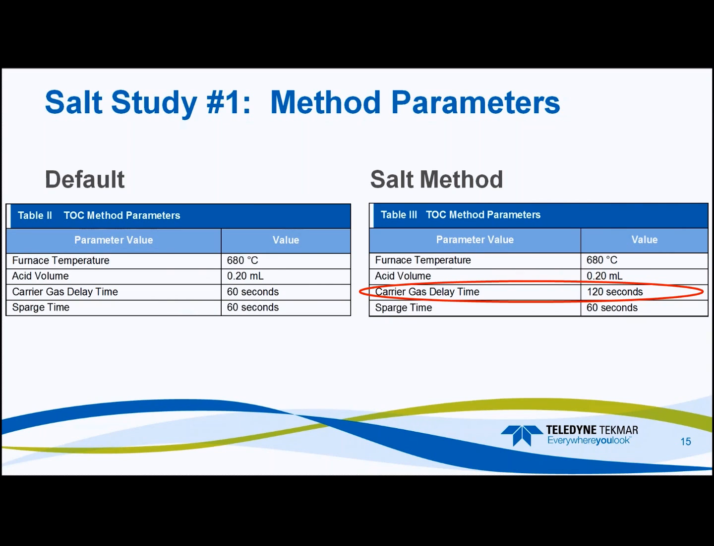Now, sometimes if you have hard-to-oxidize compounds, increasing the carrier gas delay enables that sample to sit in there for a longer period of time and make the reaction take place. So with salts, because there are so many things competing for that catalyst, the only thing we changed was the carrier gas delay time. We set that to 120 seconds so that we had the optimum amount of time to make that conversion to CO2 take place.